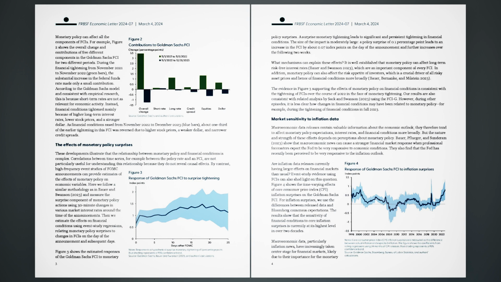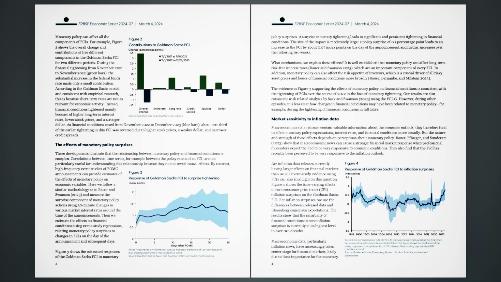According to the Goldman Sachs model and consistent with empirical research, this is because short-term rates are not as relevant for economic activity. Instead, financial conditions tightened mainly because of higher long-term interest rates, lower stock prices, and a stronger dollar. As financial conditions eased from November 2022 to December 2023, blue bars, about 1/3 of the earlier tightening in this FCI was reversed due to higher stock prices, a weaker dollar, and narrower credit spreads.